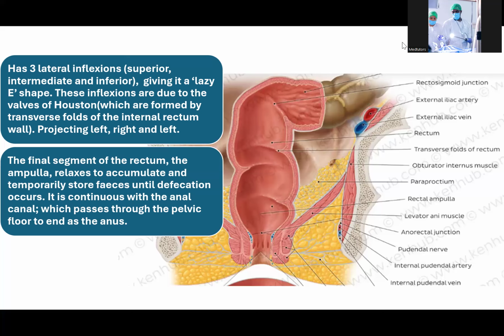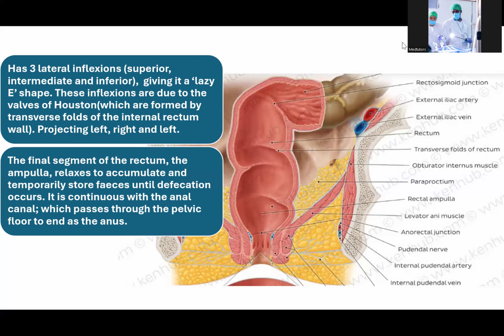These inflections are due to the valves of Houston, which are formed by transverse folds of the internal rectal walls, projecting left, right, left. It means there are two folds on the left and one on the right, giving this lazy S shape. The final segment of the rectum, the ampulla, relaxes to accommodate and temporarily store feces until defecation occurs. It continues with the anal canal, which passes through the pelvic floor to end as the anus.